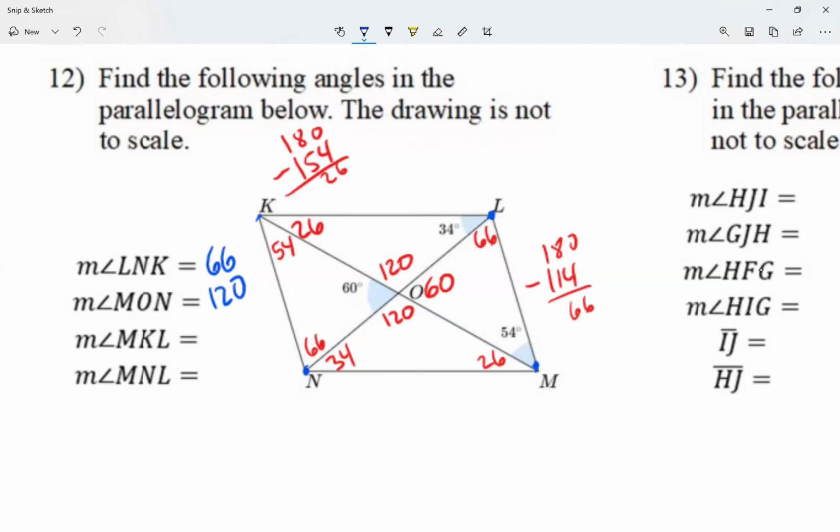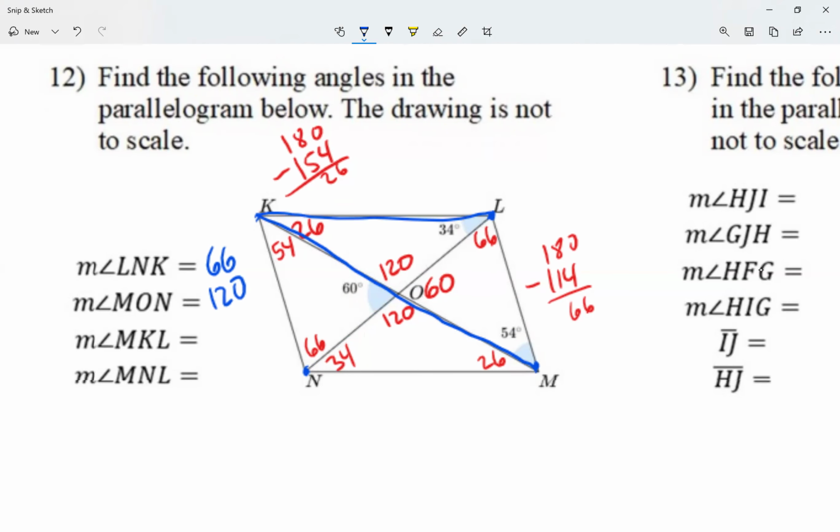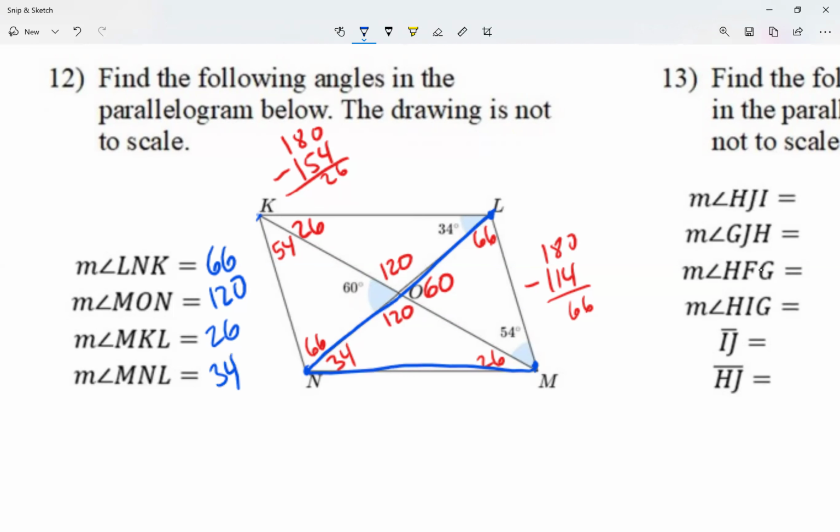For the next one, MKL. I'm going to connect them in that order, starting at M, go to K, and then L. MKL gives me that corner, and I see that's 26 degrees. And then lastly, the measurement of angle MNL. So I'm going to go MNL, and that gives me 34. Pretty cool.